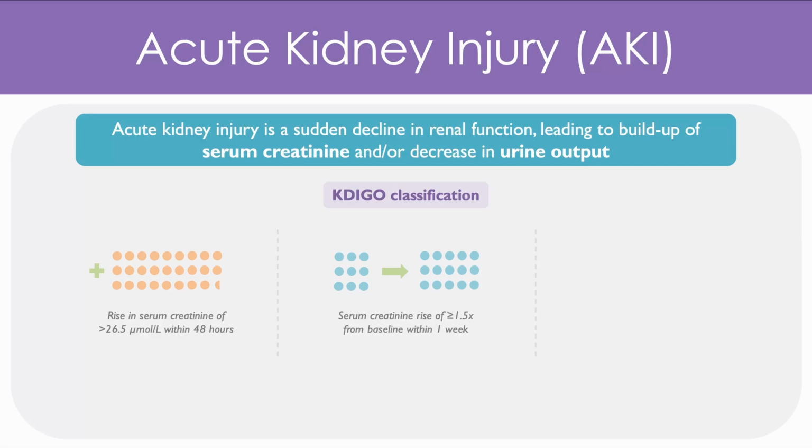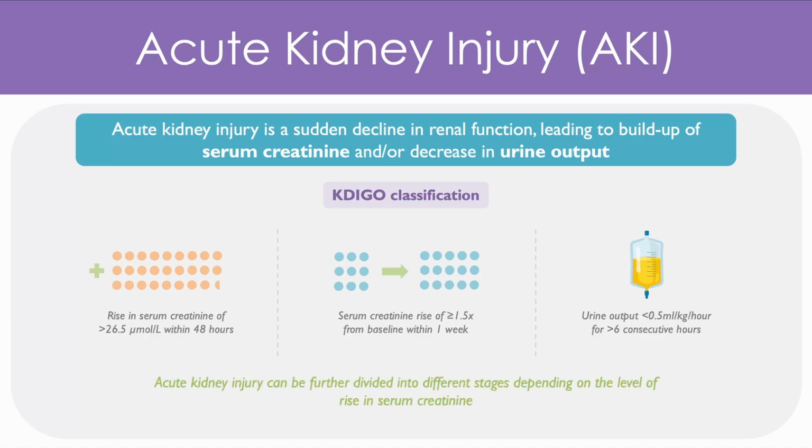Finally, we can also look at urine output. So if the urine output is less than 0.5 milligrams per kilogram per hour for more than 6 hours, this would also confirm the diagnosis. It's worth noting that acute kidney injury can be further divided into different stages depending on the severity of the condition, and we can use the serum creatinine baseline or the urine output to determine whether a patient is stage 1, stage 2, or stage 3.